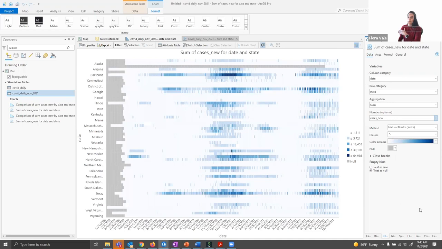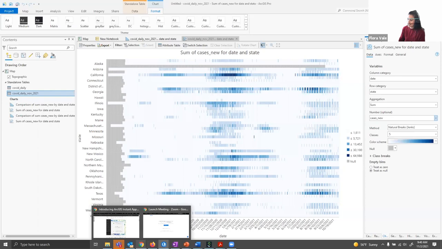And now we can see for each state this kind of linear temporal change. California, we see that we have that big surge here. And we see here in New York, as we all know, was the first state to really get a lot of COVID cases. And we can compare these states to each other through this matrix heat chart.